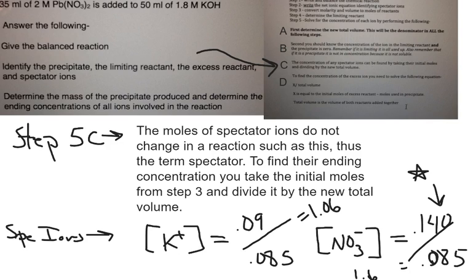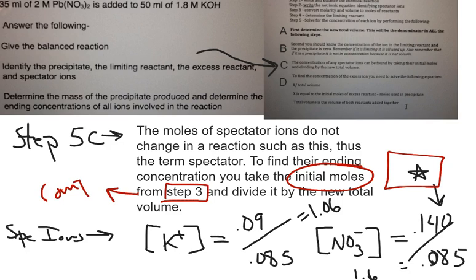All right, to find their ending concentration, you take the initial moles from step 3 and divide it by the new total volume. And I have to be careful here, and this star will take you there in a second. When you take the initial moles from step 3, in step 3 we found the initial moles of the compound. That does not always equal the moles of the ion. You have to account for the subscripts.